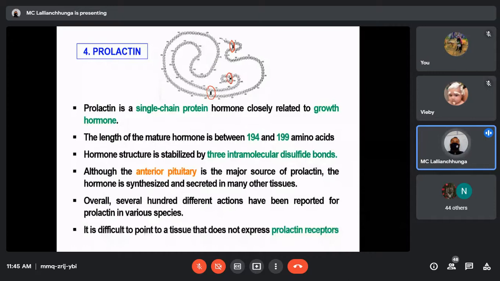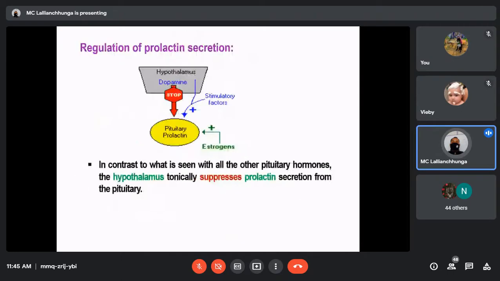It is difficult to point to a tissue that does not express prolactin receptors. So again, we can say it is a generalized hormone. That means almost all the tissues express the receptors for prolactin, containing receptors for the binding of prolactin. Okay. So what is its regulation?